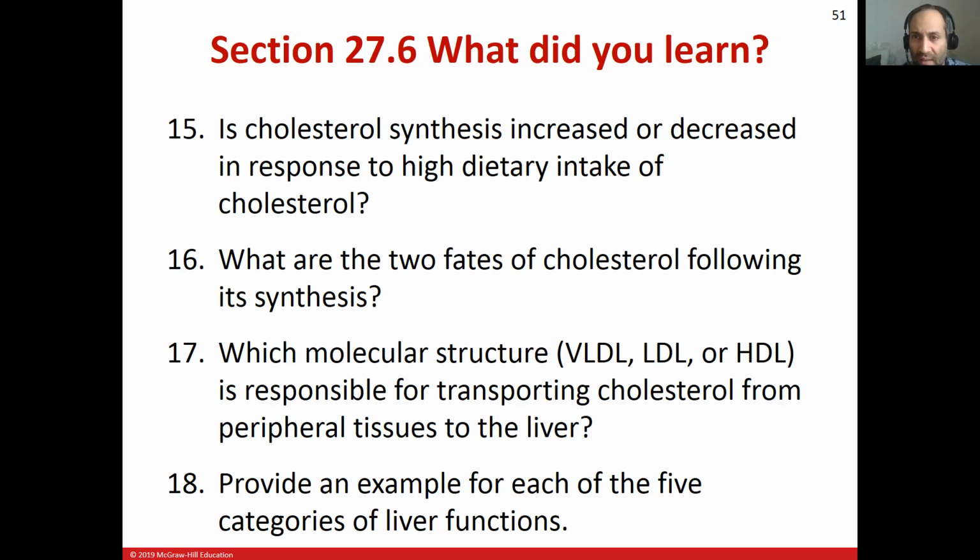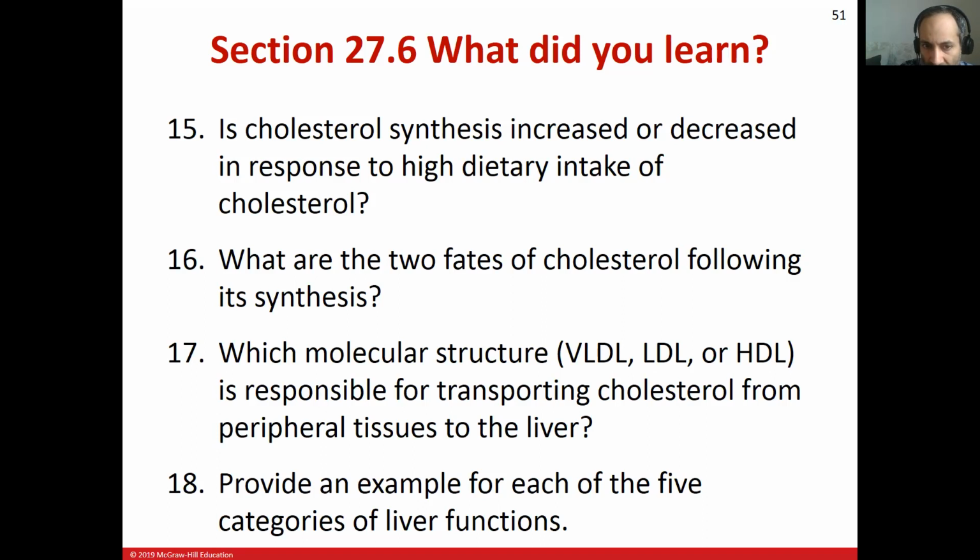Is cholesterol synthesis increased or decreased in response to high dietary intake of cholesterol? Decreased. That's negative feedback. Okay, what are the two fates of cholesterol following its synthesis? It could be turned into either LDL or HDL. LDL is bad cholesterol, HDL is good cholesterol.